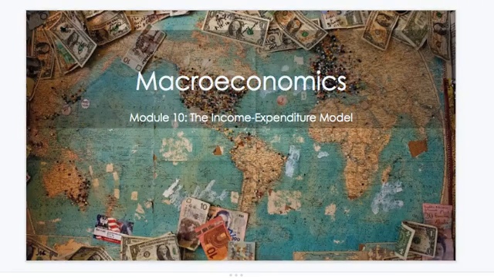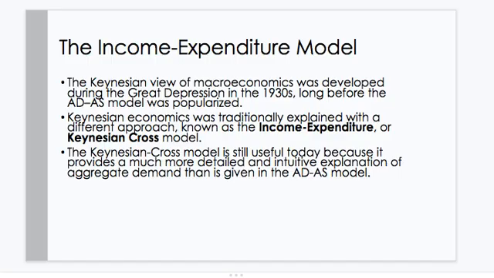Module 10, the Income Expenditure Model. The Keynesian view of macroeconomics was developed during the Great Depression in the 1930s, long before the AD-AS model was popularized. Keynesian economics was traditionally explained with a different approach known as the income expenditure or Keynesian cross model.